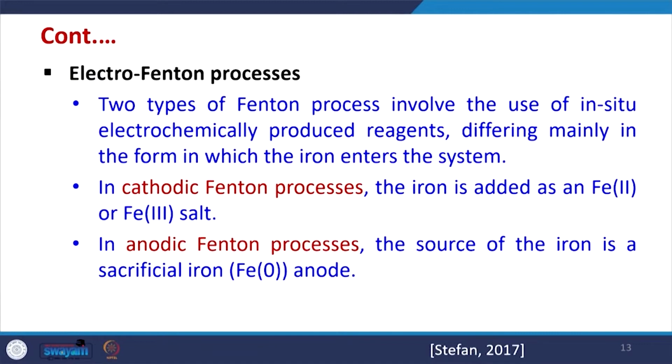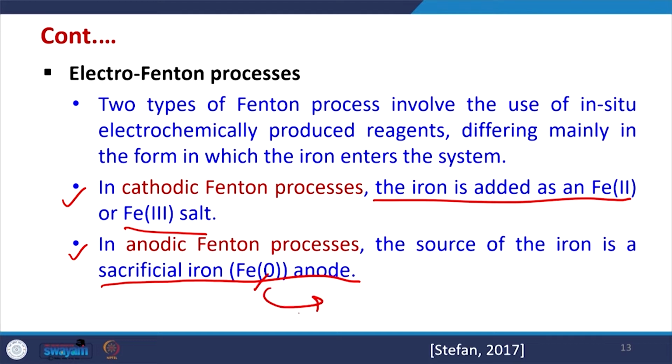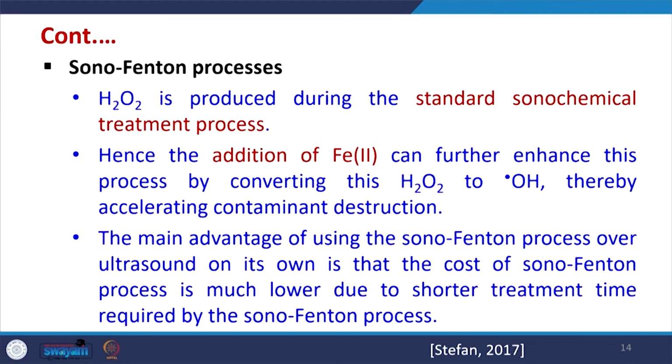So, that may be cathodic Fenton processes and anodic Fenton processes. In this case, iron is added as an Fe2+ or Fe3+ salt, and in the other case the sacrificial anode will generate the iron in the zero valency. So, it has no valency, but it will get converted into Fe2+ and Fe3+ for further use. So, both cathodic Fenton and anodic Fenton are possible.